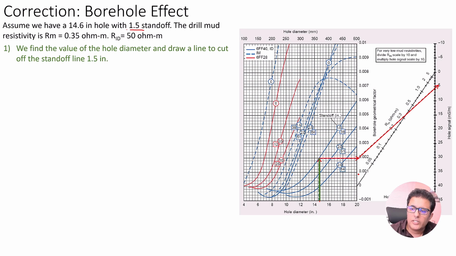We find this point on the vertical axis. At the same time, what we're going to do here, on the middle stem, we find the resistivity of drill mud. For this example, we assume that the drill mud has the resistivity of 0.35 ohm meter. So we find 0.35 ohm meter here. And from this point, we draw a line that crosses over this point, the resistivity of drill mud, to cut the hole signal axis here.